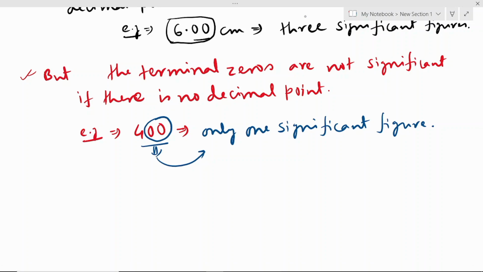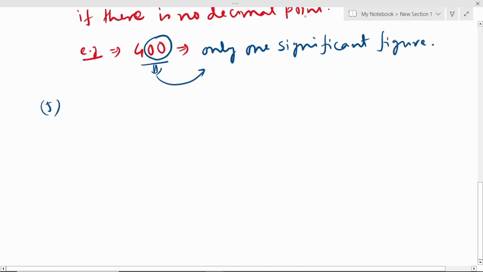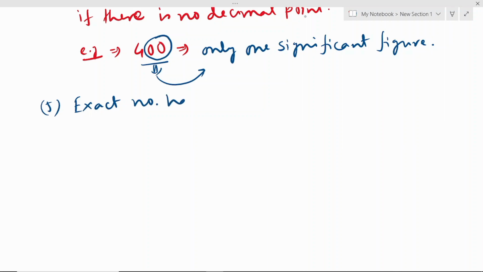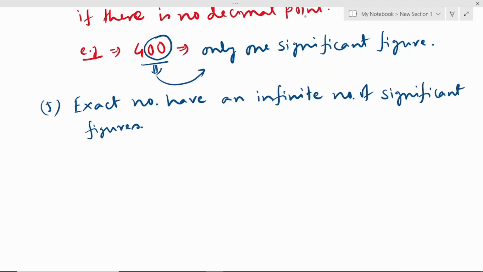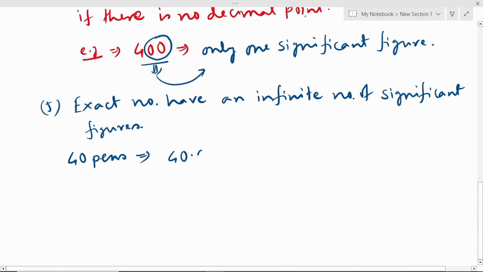And rule number 5 says exact numbers have an infinite number of significant figures. Suppose 40, we can write that as 40.00000 and so on. So there are an infinite number of significant figures.